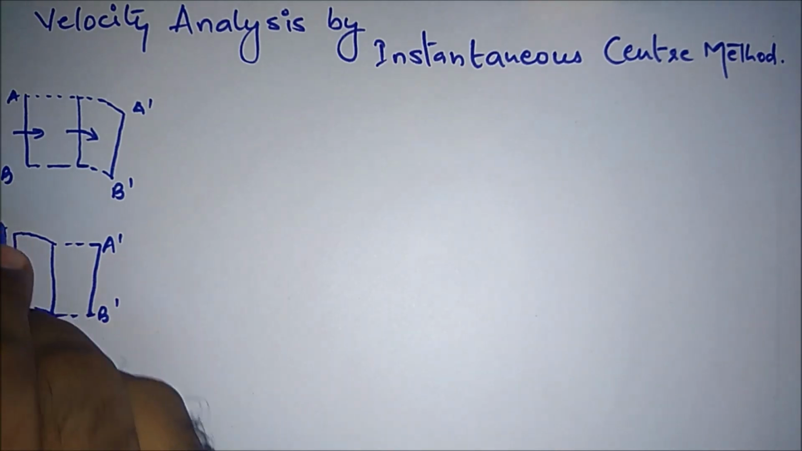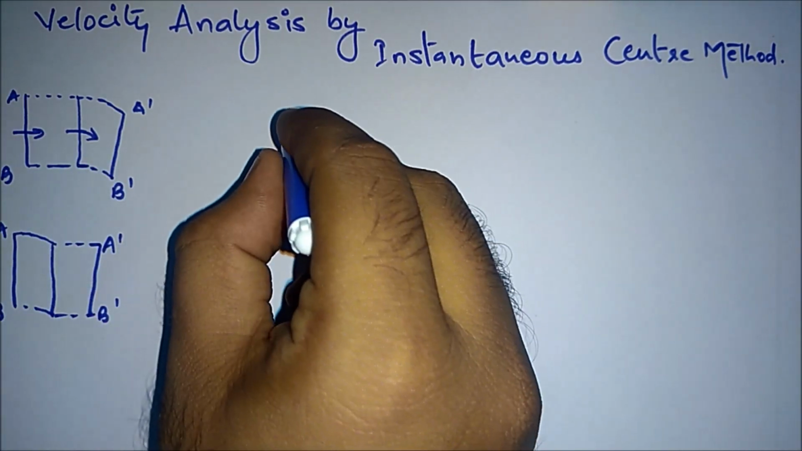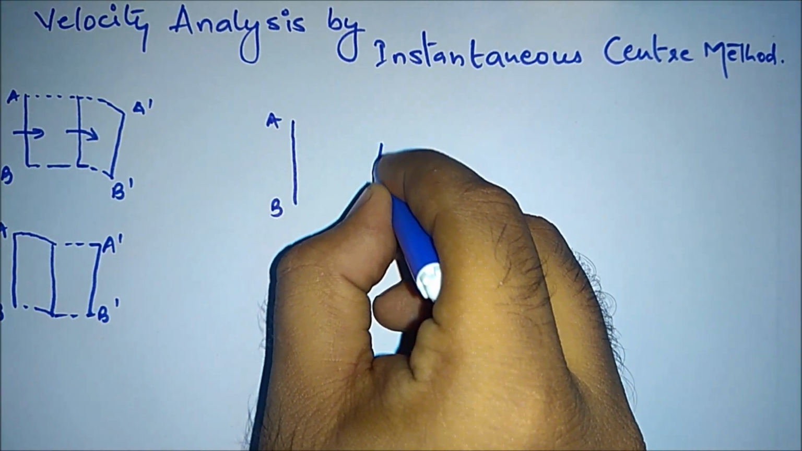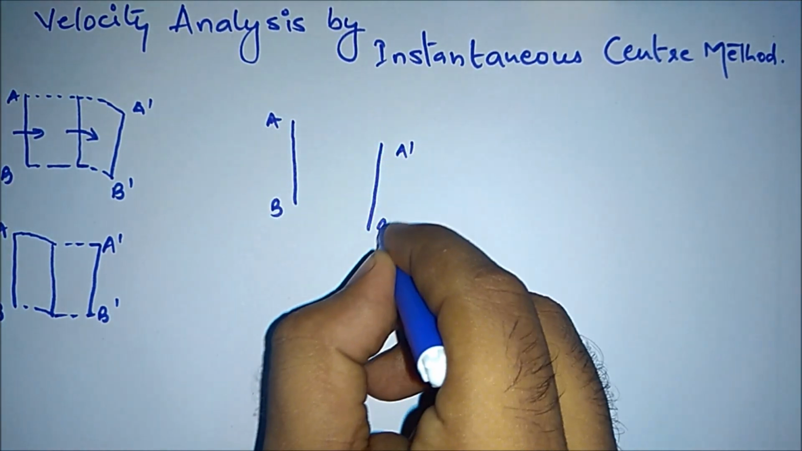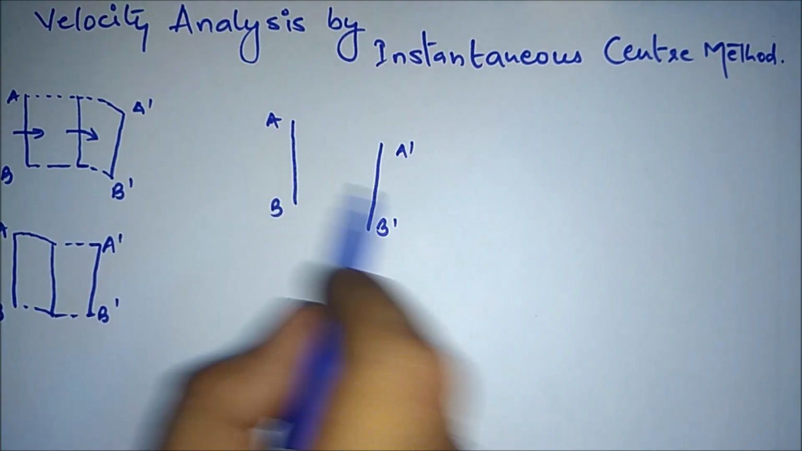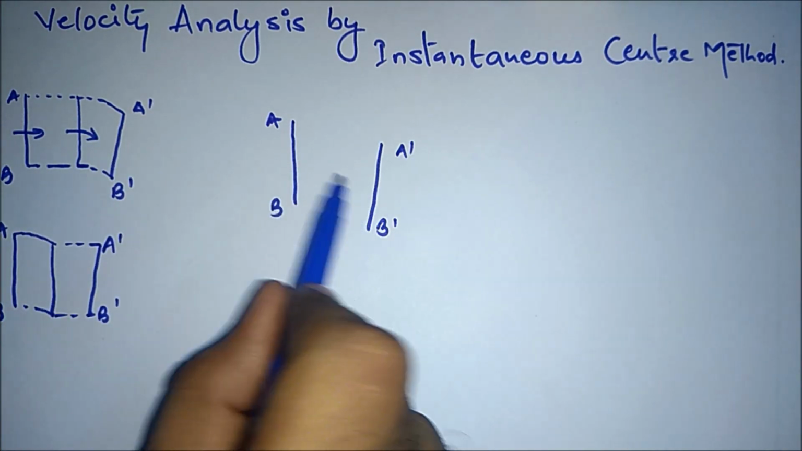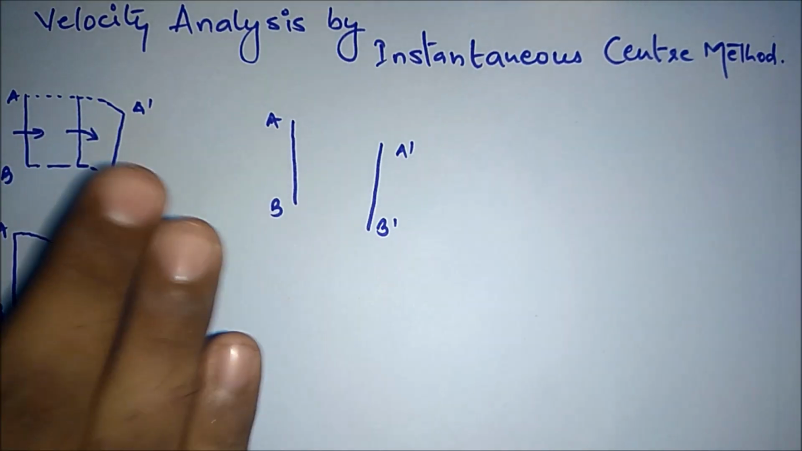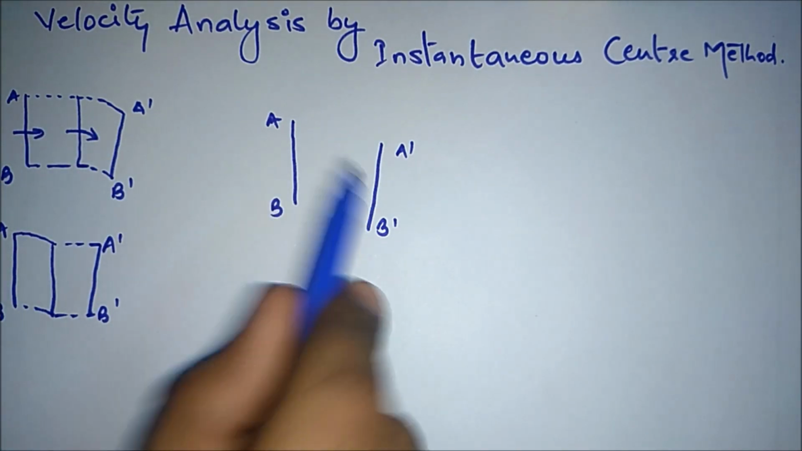If I look at any instant, this is the initial position AB and this is the final position, A dash, B dash. I'm not showing the combination of motions that happened between this initial position and final position. We are only looking at the initial position and the final position at a particular instant.